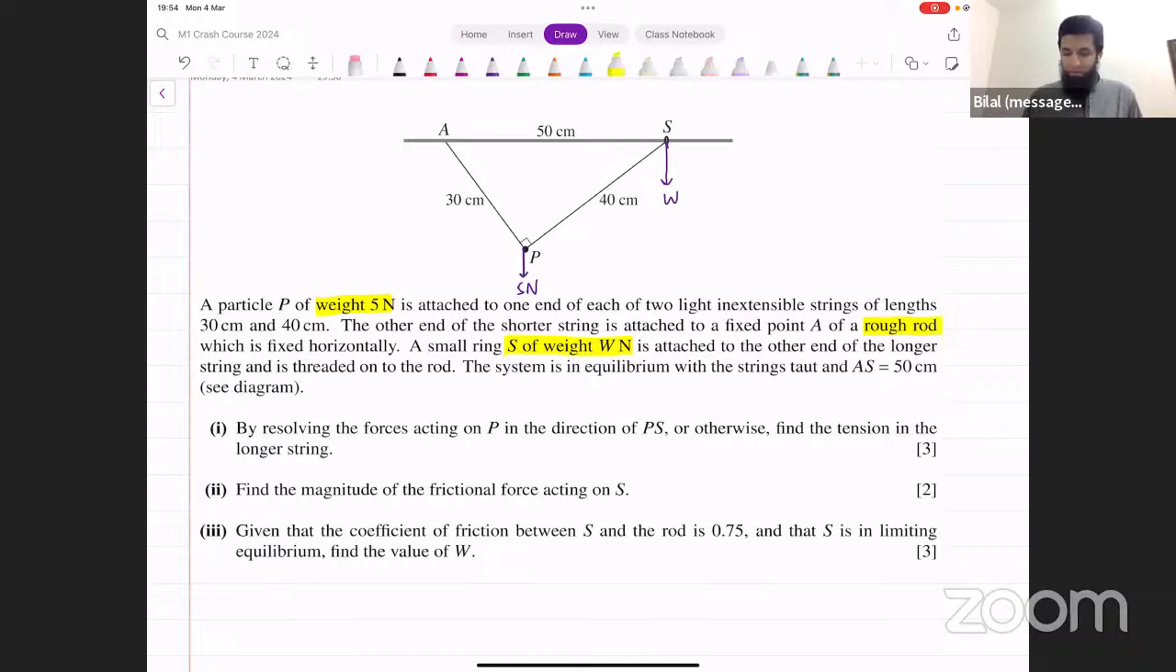The system is in equilibrium. Now, when there's equilibrium, that means the opposite forces are equal. The forces acting towards the left side and the forces acting towards the right side, they're equal. The upward forces and the downward forces, they're also going to be equal.